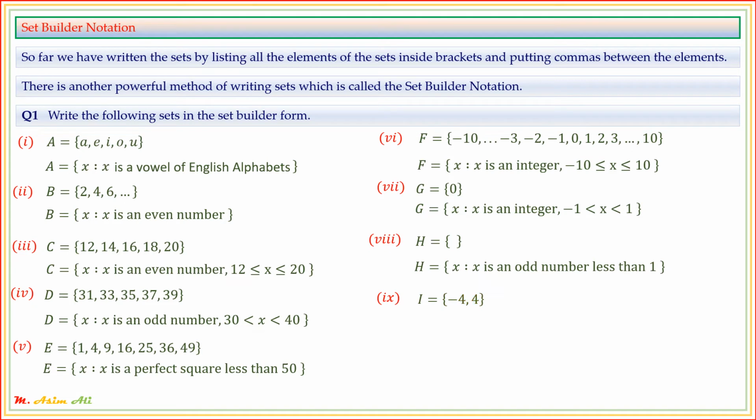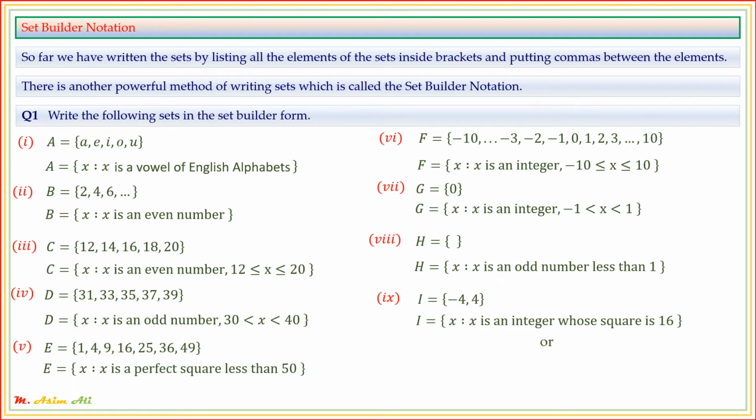Ninth example, set I has only two elements, minus 4 and 4. Now how will you set up criteria for this? You can say that I is a set of elements x such that x is an integer whose square is 16, because the square of minus 4 is 16, minus 4 into minus 4 is plus 16, and the square of 4 is also 16. So we can say the element x in set I is a number whose square is 16.